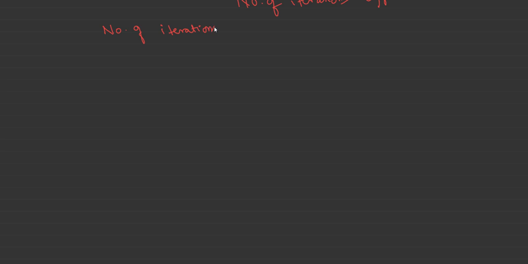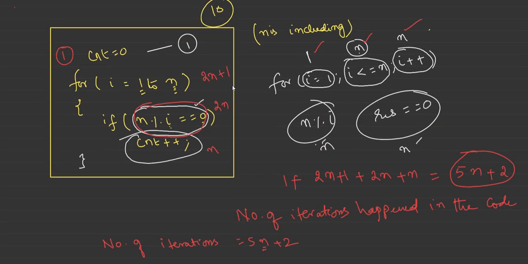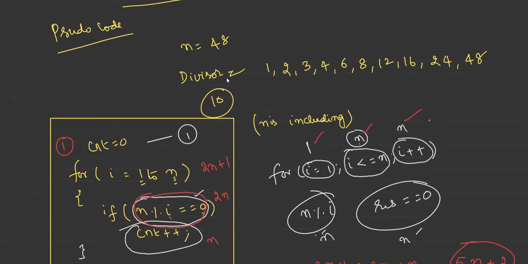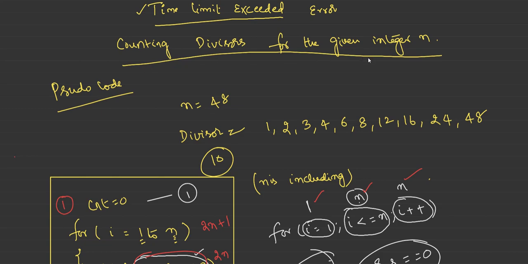See guys, we found the number of iterations is 5n plus 2, correct? Guys, what would be the maximum value that we can take for n? That we have to decide when we see the question, right? See, the question is something like this: counting the number of divisors for the given integer n. And here I am giving you the constraints for n.